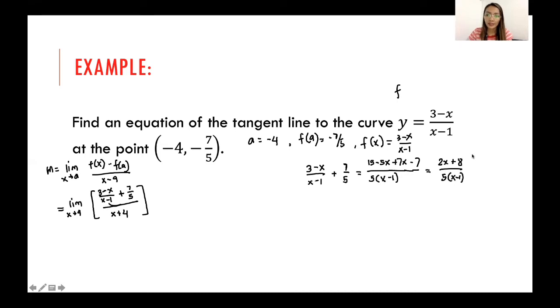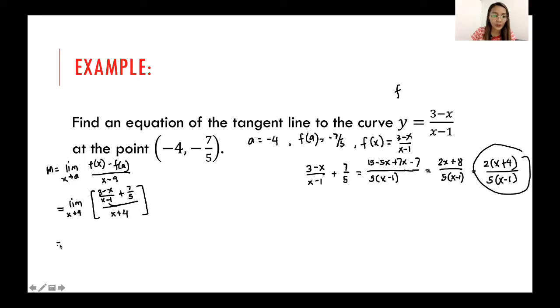So, pwede na natin siya, since nakasimplify na siya, wala naman tayo ditong, hindi pa pala, sorry. Pwede pa pala natin tong i-factor. Okay? So, si 2x plus 8, pwede pa natin siyang i-factor. So, ano ang common between 2 and 8? So, we have 2. I-factor out natin ang 2. So, this will become 2 times (x plus 4) over 5 times (x minus 1). Okay? So, since nakasimplify na siya, pwede na natin siyang ilagay dito. Numerator lang yan ha.